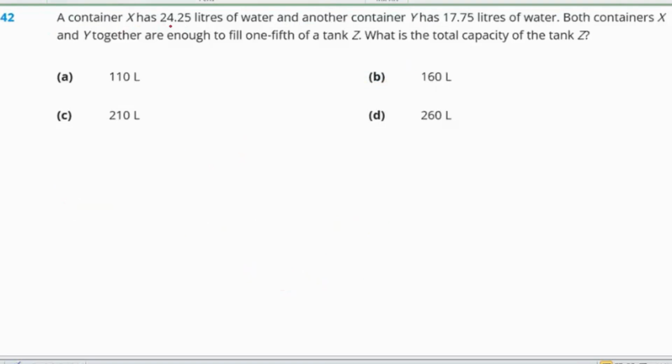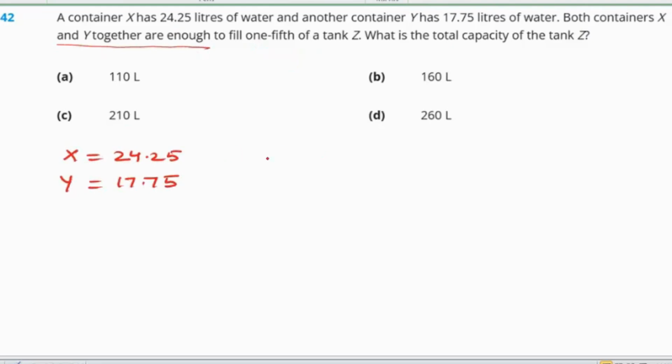Now let's talk about question number 42. A container X has 24.25 liters of water. Container Y has 17.75 liters of water. Now it is saying that both containers X and Y together are enough to fill 1/5 of the tank Z.